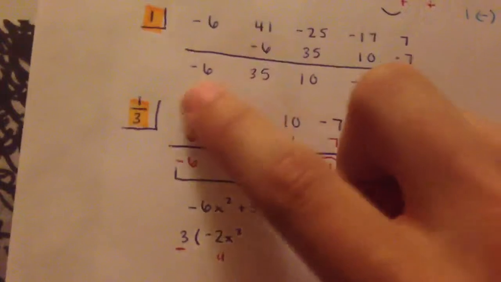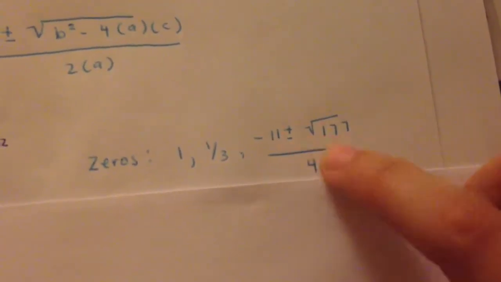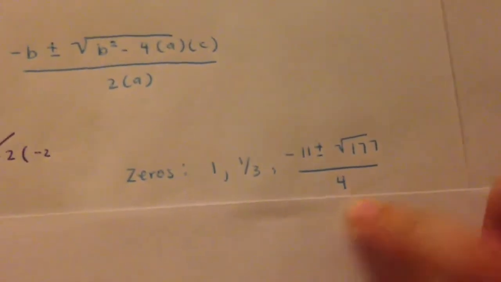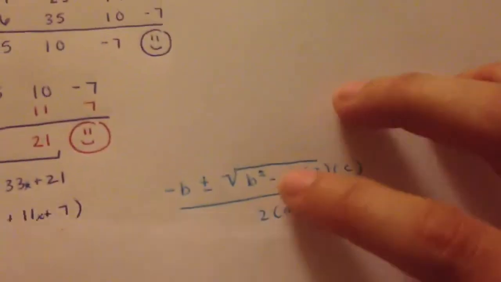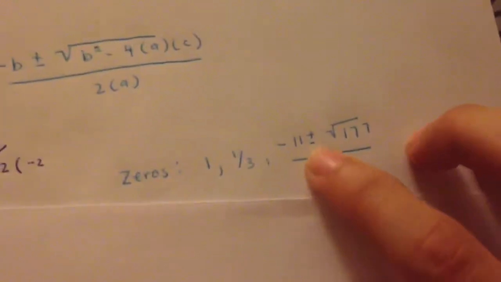And as for your zeros, you should have 1, because obviously 1 worked, 1 over 3, and negative 11 plus or minus the square root of 177 over 4. And as you see, we have positive, positive, positive, so we have our 3 positive and our negative from the negative here. So that ends up working out.